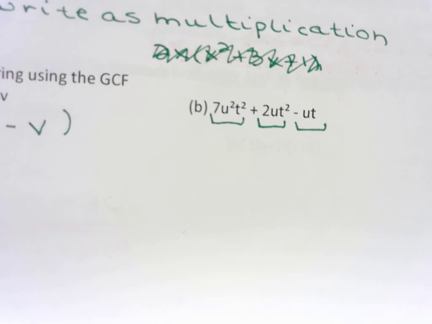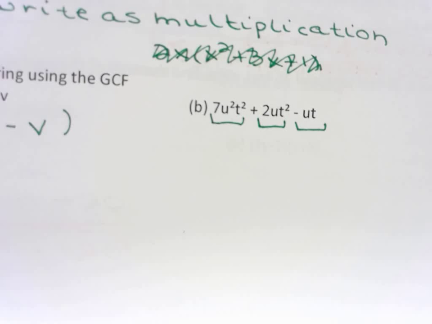What are my three coefficients in those three terms? 7, 2, and negative 1. So my three coefficients are 7, 2, and negative 1. What is the biggest number that multiplies into 7, 2, and negative 1? 1. So you don't really have to put it out. There really isn't a GCF for my coefficient.